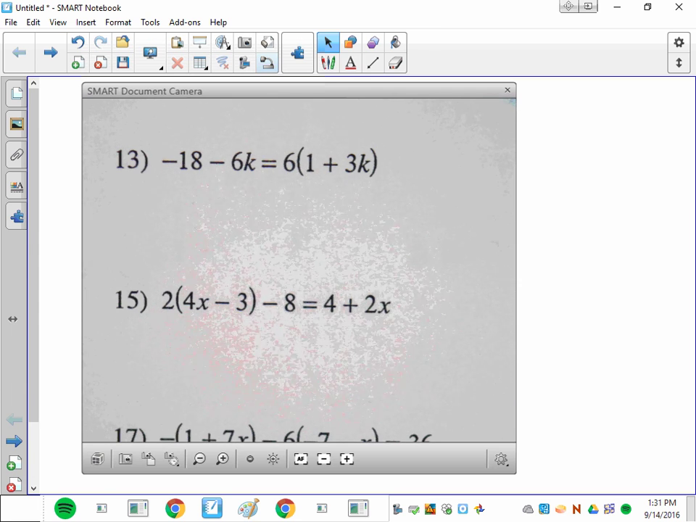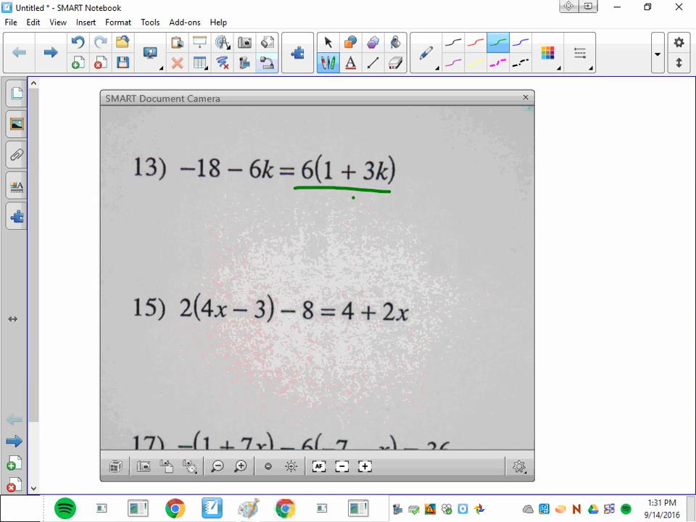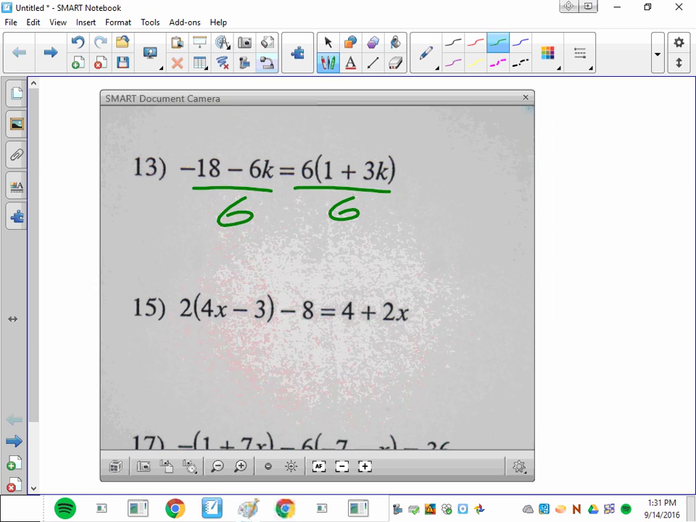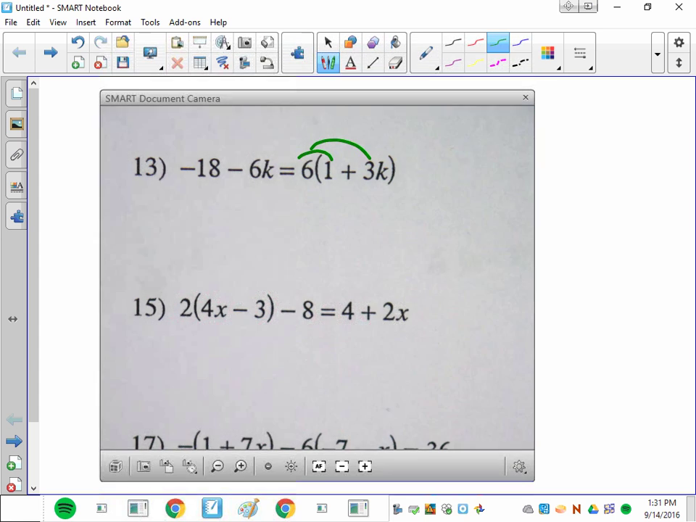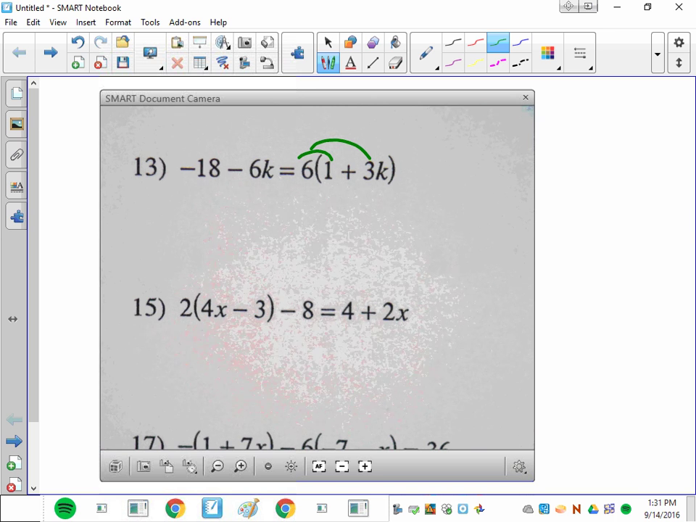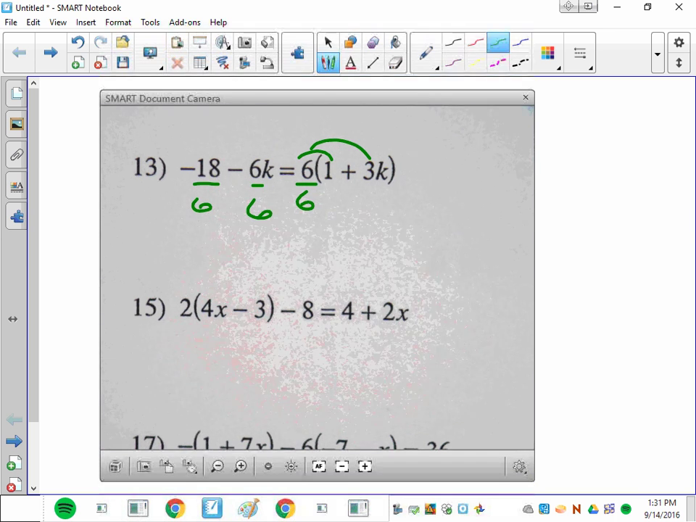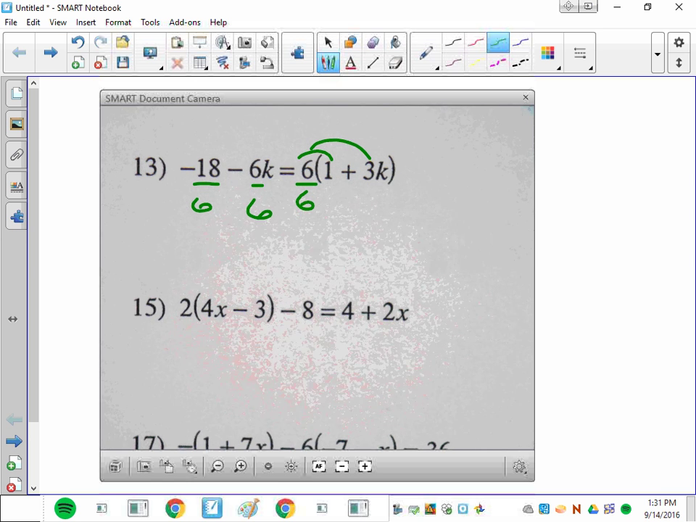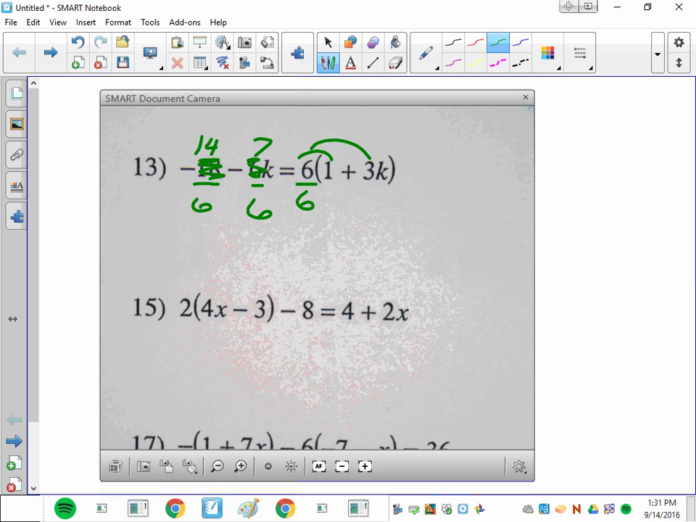Do I want to divide by 6? Whoa, that is not what I want to do. Do I want to divide by 6, or do I want to multiply that 6 in? In this case, it doesn't really matter. Dividing by 6 will work. You have to divide both of these by 6, and both 18 and 6 are divisible by 6. But if you had something like 14 and 7, would you want to divide by 6? Definitely not.